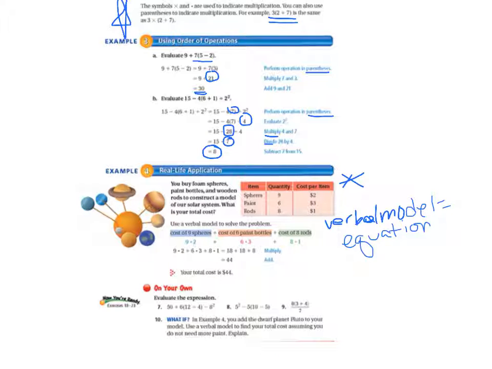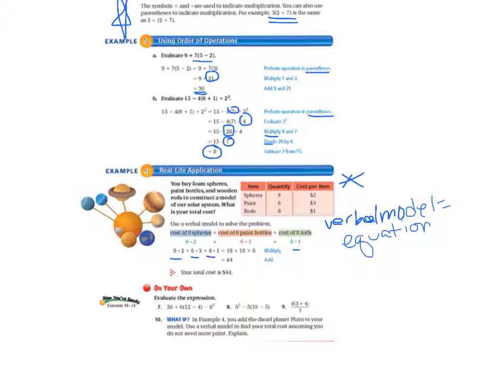So the cost of 9 spheres is $2. So it's $2 for each sphere, so 9 times 2. And the cost of 6 paint bottles, and paint is $3 per bottle, so that's 6 times 3. And then the cost of 8 rods, and each rod is $1, so that's 8 times 1. So they have written it out for us, 9 times 2 plus 6 times 3 plus 8 times 1.